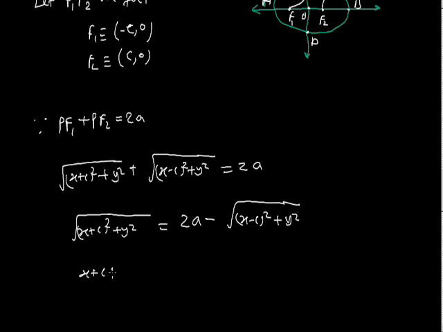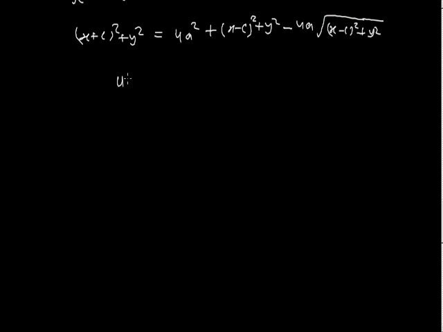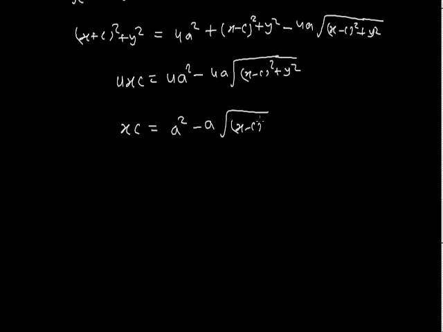Now square both sides. So (x plus c) square plus y square is equal to 4a square plus (x minus c) square plus y square minus 4a times the square root of (x minus c) whole square plus y square. Now after solving this we get 4xc, which is equal to 4a square minus 4a times the square root of (x minus c) square plus y square. Here xc is equal to a square minus a times the square root of (x minus c) square plus y square. Now after that, the square root of (x minus c) square plus y square is equal to a minus c by a times x. Again we can square both sides.